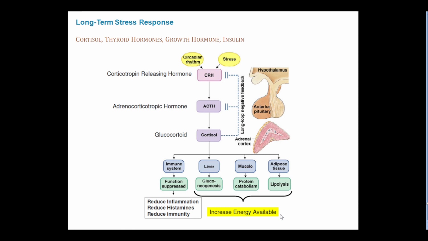Glucocorticoids also, that's why they are called glucocorticoids, primarily affect glucose metabolism by stimulating glucose synthesis. So there will be increased energy available. A few more important effects which they have are anti-inflammatory and anti-allergic effects, because they are immune suppressing. So glucocorticoids and cortisol are the most important hormones in the long-term stress response.